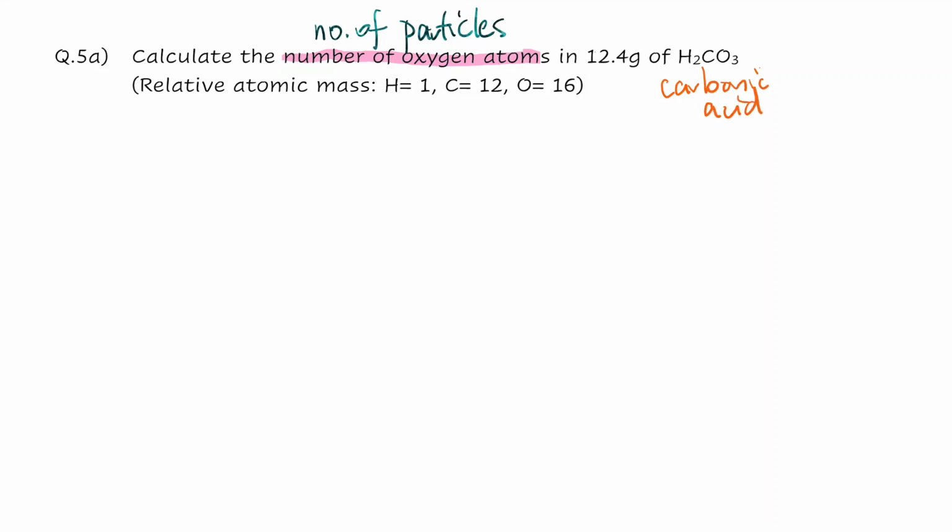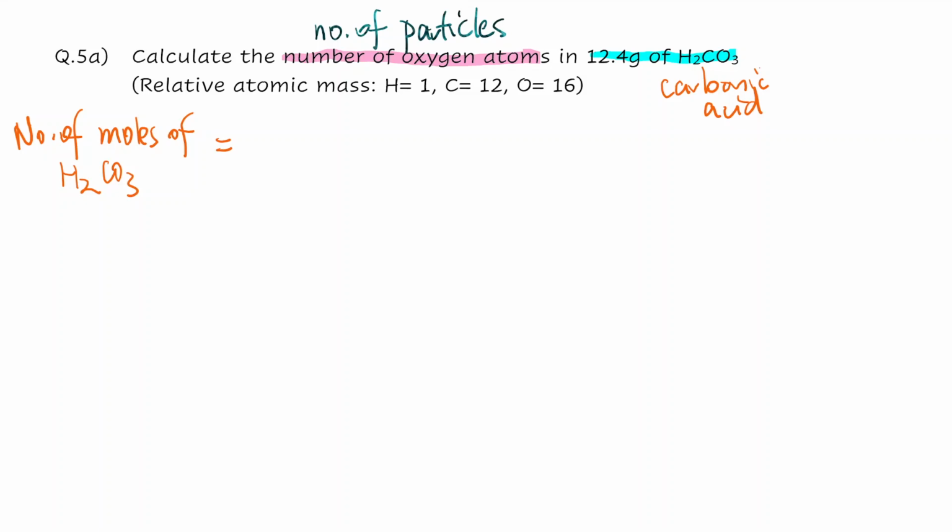So first off, in order for us to find the number of particles, that is the number of oxygen atoms, we need to find the number of moles of oxygen atoms. And in order to do that, we will need to first find the number of moles of carbonic acid. Okay, so here, let's do that first. Number of moles of carbonic acid. Maybe I'll just write the chemical formula, H2CO3. Now this would be equal to number of moles, which is the first equation we learned.